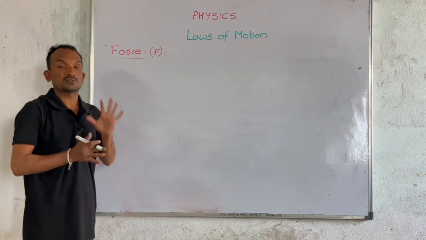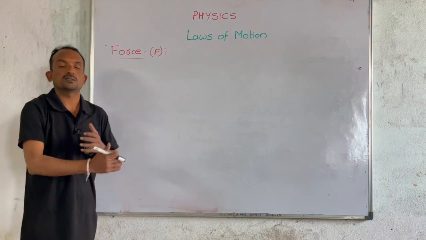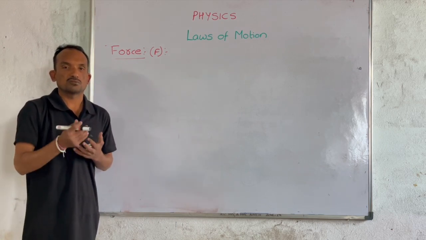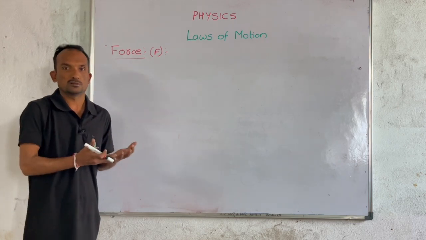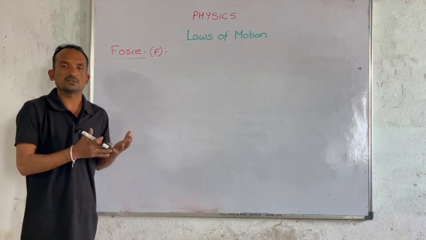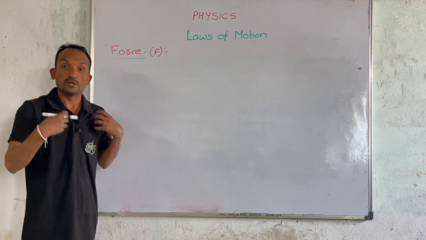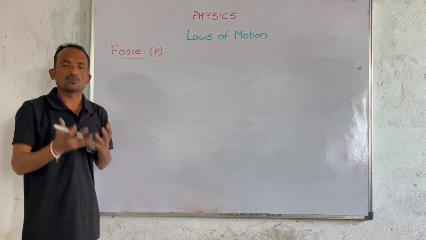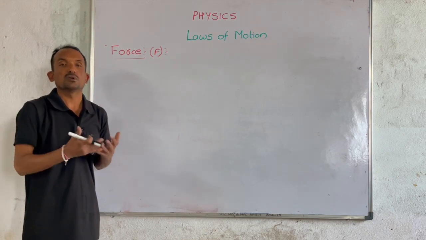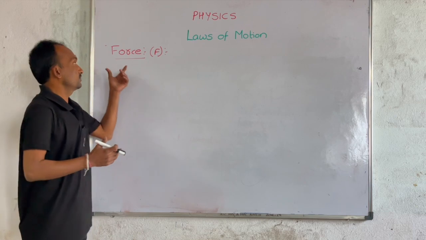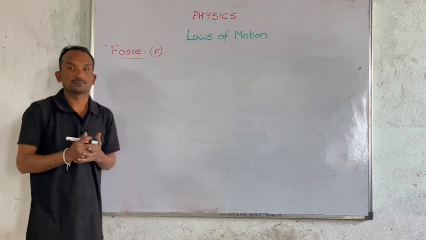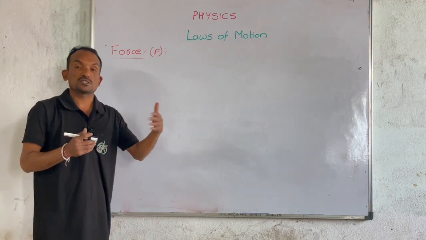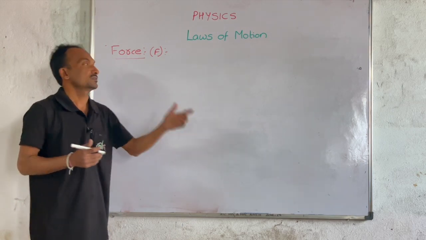Force is a physical quantity. I already explained in the previous classes about physical quantity. Physical quantity means the quantity which is possible to measure. Length is a physical quantity, meter is a physical quantity, weight is a physical quantity, height is a physical quantity, isn't it? The quantity which is measurable is called a physical quantity. Here force is a physical quantity. The physical quantity that tries to change the state of rest or state of motion is called force.